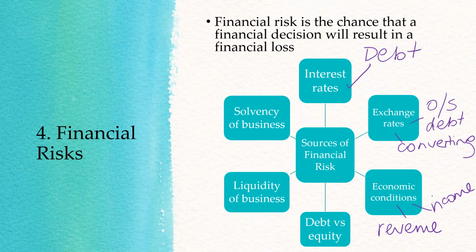Your financial risk is all about your debt versus equity, which is known as your gearing ratio. So how much is your business dependent on debt as opposed to equity? That will relate to solvency and other issues as mentioned here. And then your liquidity. Solvency is all about your long-term ability to pay your debts, and liquidity is all about your short-term ability to pay your debts.